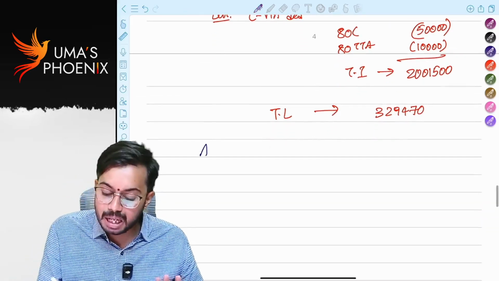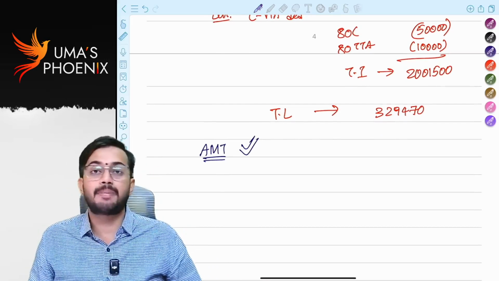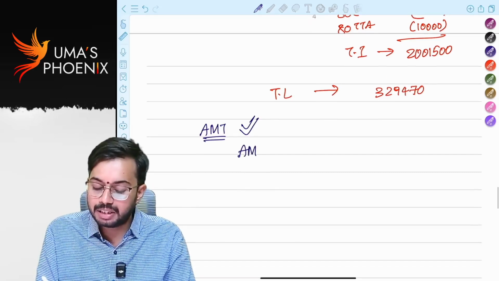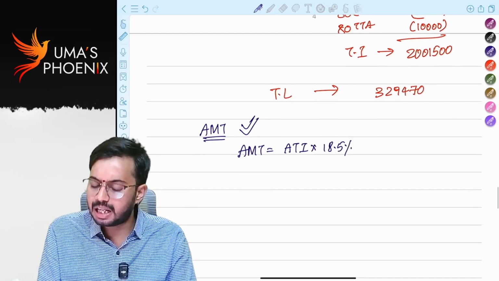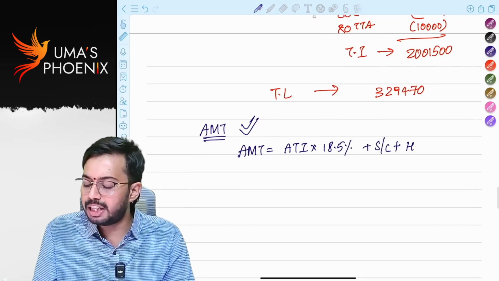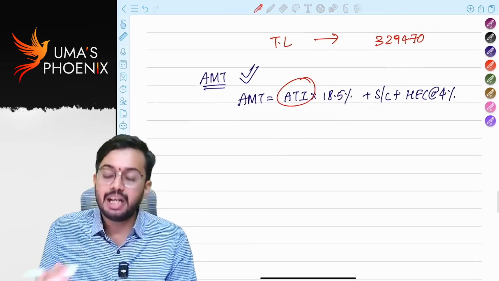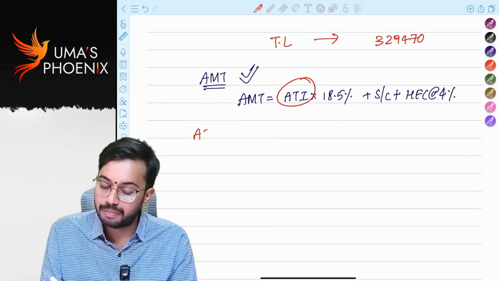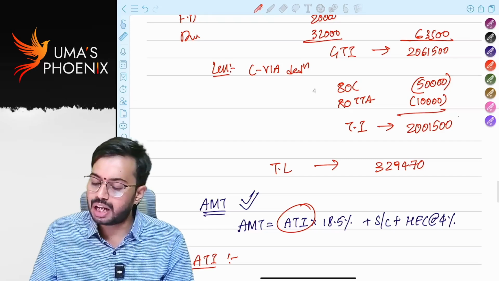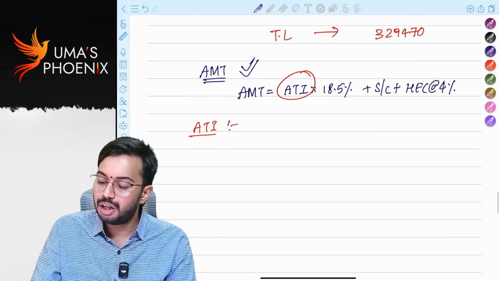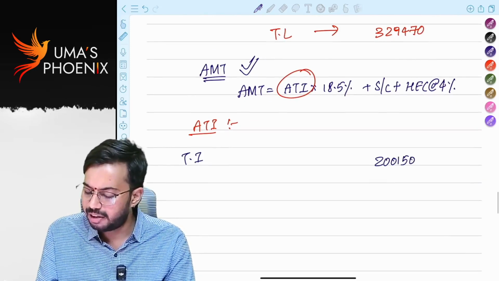However, AMT provisions are also applicable under optional tax regime. AMT is equal to adjusted total income into 18.5% plus applicable surcharge plus HEC at the rate of 4%. Now what we need to calculate? We need to calculate adjusted total income. How to calculate adjusted total income? Let's take total income as per normal provisions. Total income as per normal provisions is equal to 20 lakh 1,500.